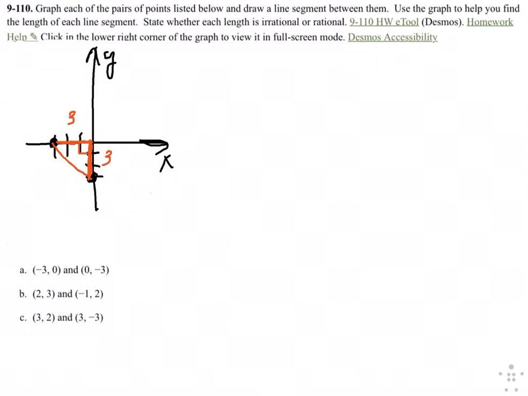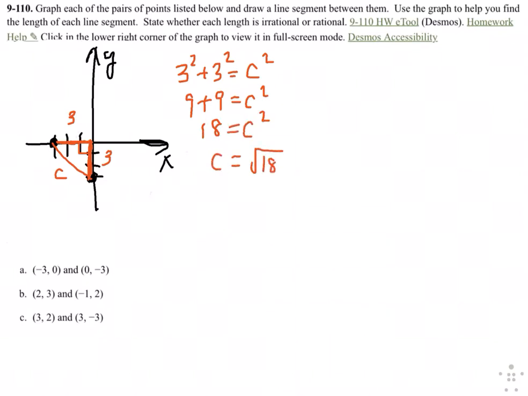So the length, which we could call C here, would be 3 squared plus 3 squared equals C squared. So 9 plus 9 equals C squared. 18 equals C squared. So C equals root 18. So A would be root 18, right? And we could get a decimal or we could approximate, but let's just leave it as a radical for now.